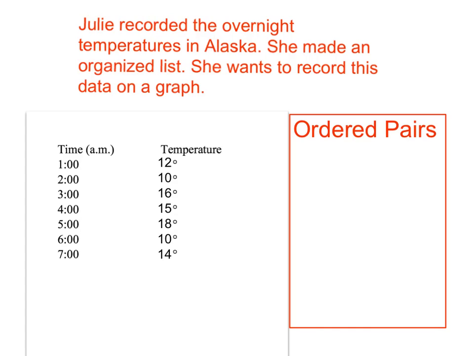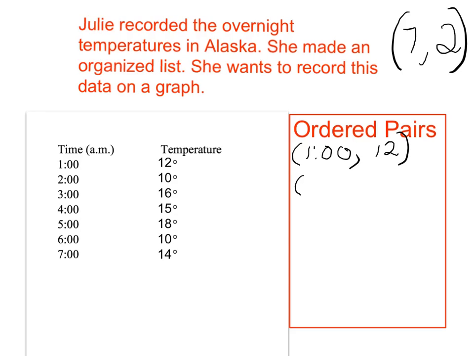Now, ordered pairs don't always have to be just two numbers like I just wrote. It can be days, it can be times, so we're going to use the times and the temperatures to create our ordered pairs. So our first ordered pair will be 1 o'clock with the temperature of 12 degrees.